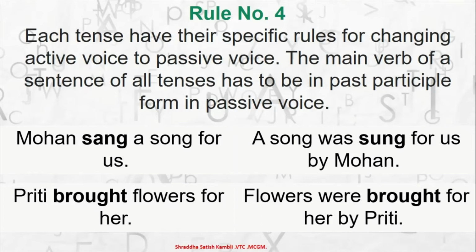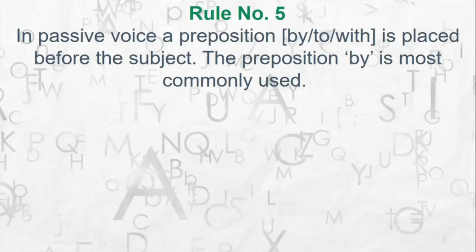Coming to the last rule here, rule number 5. In passive voice, a preposition is placed before the subject. So I told you to remember that we are writing "by" in most places. But this preposition could either be by, it could be to, it could also be with sometimes. But by is the preposition which is most commonly used. The preposition by always comes before the subject when you change the sentence from active to passive. Okay, so this was rule number 5.